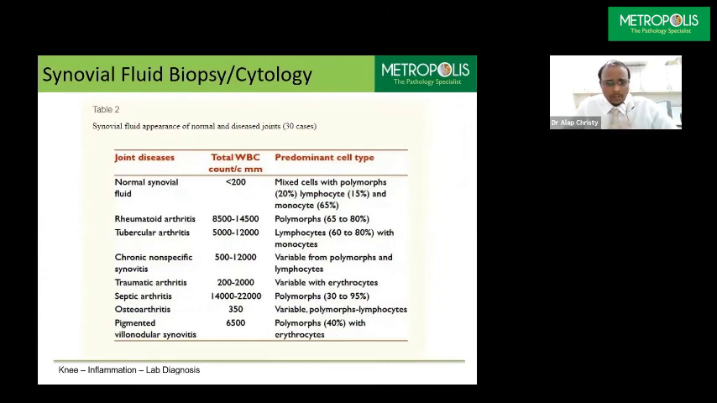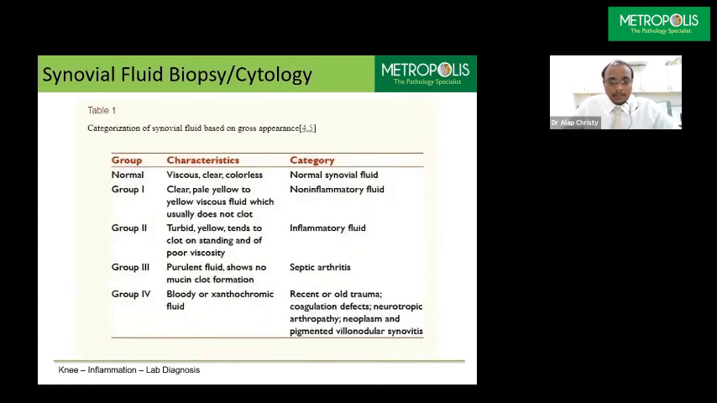Now with synovial fluid, you can see that the WBC count itself can help to differentiate between the different joint diseases. Normal synovial fluid will have less than 200. In RA, it can be ranging higher, and polymorphs you will be seeing probably 65 to 80%. In tubercular arthritis, your lymphocytes will be on a higher side. Similarly, in septic arthritis, again, your polymorphs will be high. So knee arthritis can definitely have a much better picture from synovial fluid cytology and biopsy.